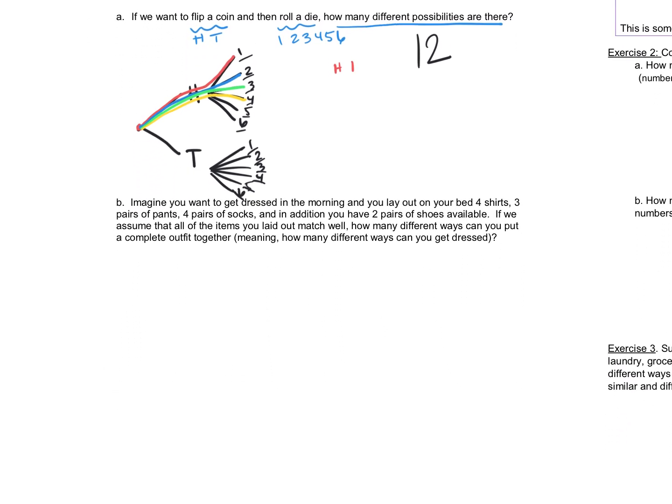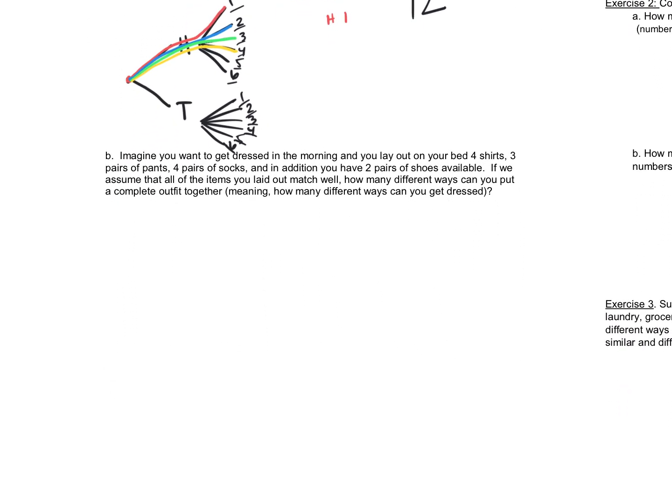For the next one, what we're talking about is getting dressed. It says we're going to have some outfits going on. We have four shirts, three pairs of pants, four pairs of socks, and two pairs of shoes available. So, assuming that all the items can go together, we could see all the different ways that we could get dressed. Drawing a tree again, we could start with the shirts.